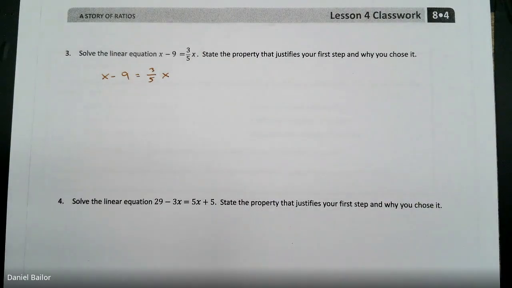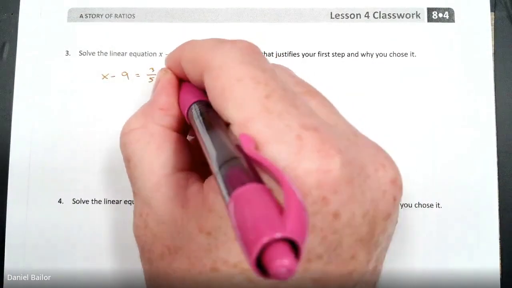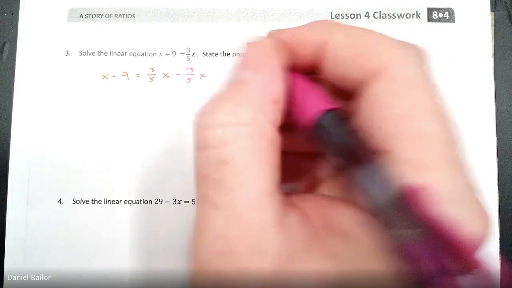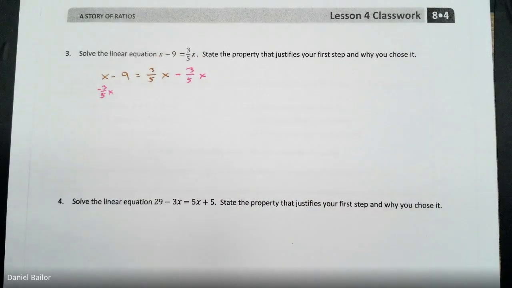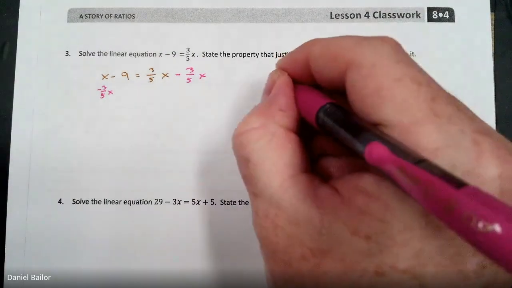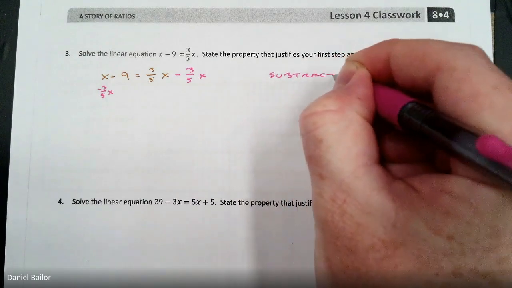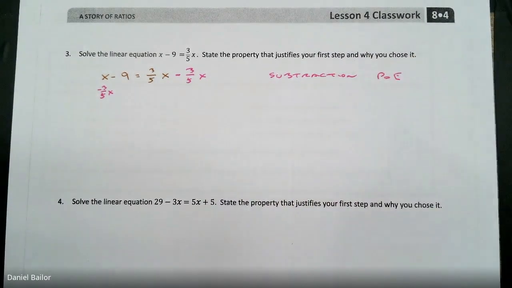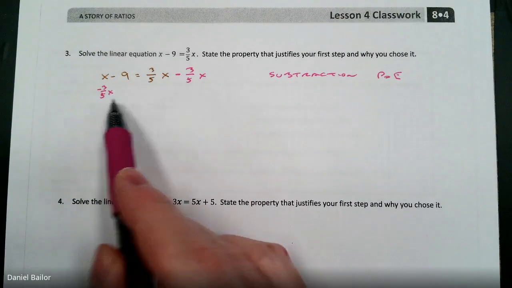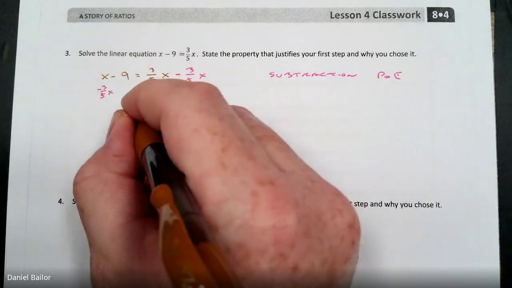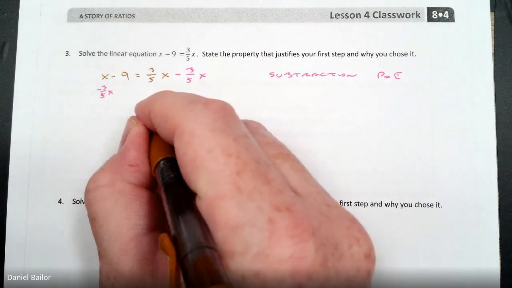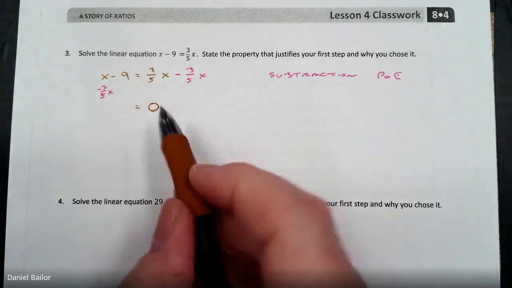So I think it's going to be easier, and this is my opinion, you can disagree, if we do minus 3/5 x to both sides. That will stop us from getting negative numbers. We're going to use, this is also the subtraction property of equality because we're taking the same thing away from both sides to keep equality. Now, 3/5 x minus 3/5 x just gives us 0. So this side turns into 0.